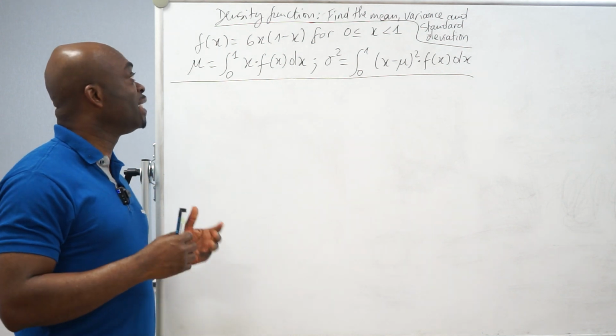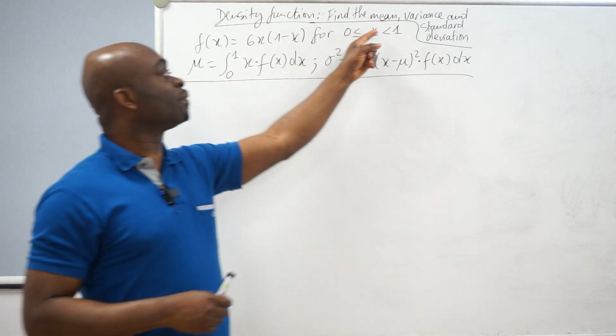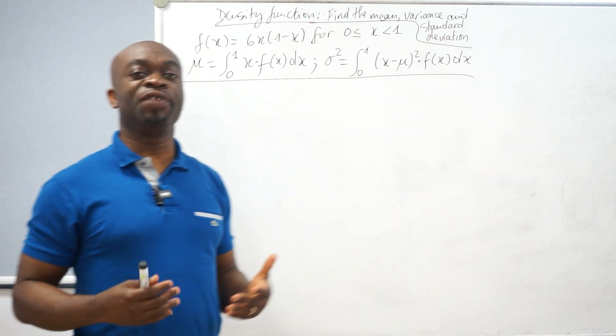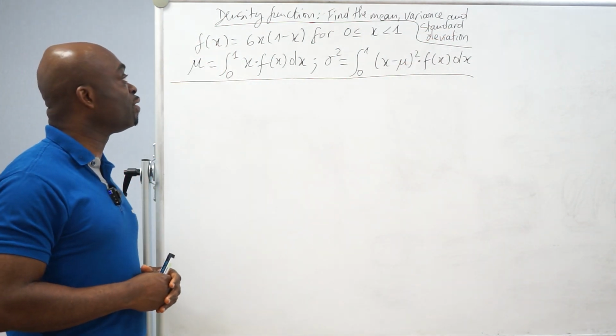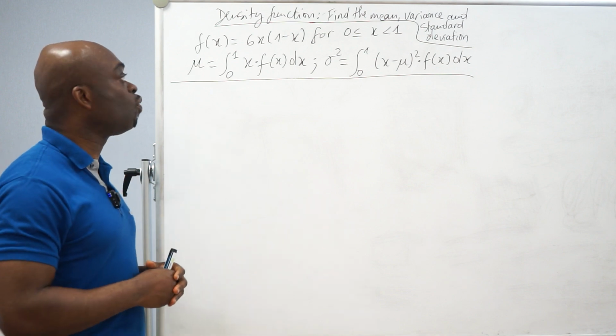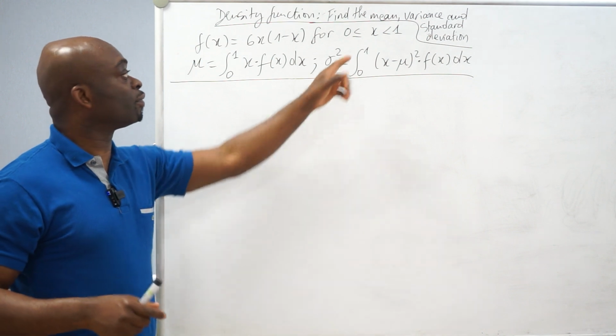Guys, we're talking about density function here, where we're going to have to find the mean, the variance, and then the standard deviation, okay? To the function that we have here, f of x equals 6x times 1 minus x for the range 0 to 1, okay?